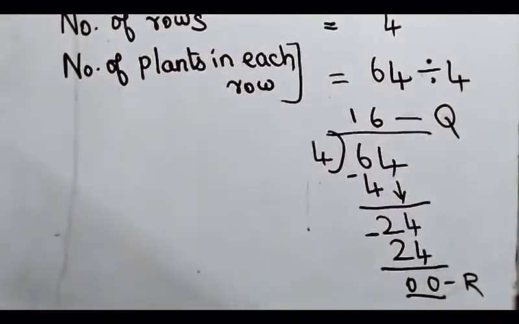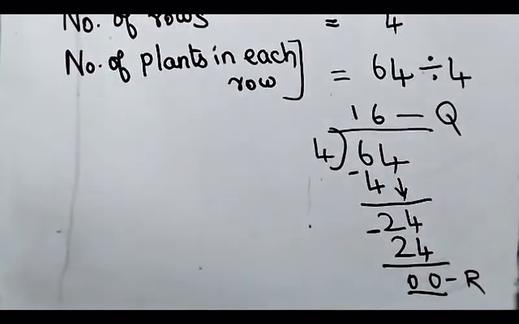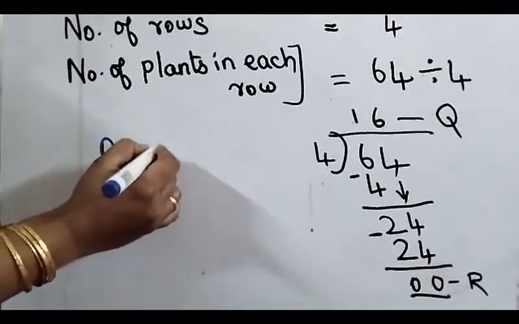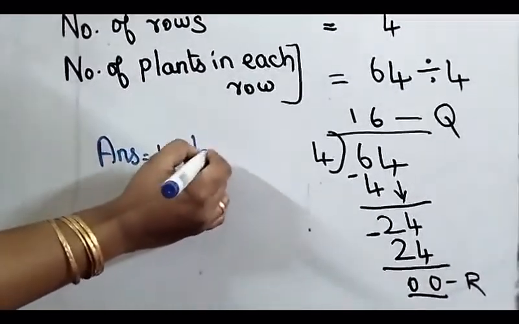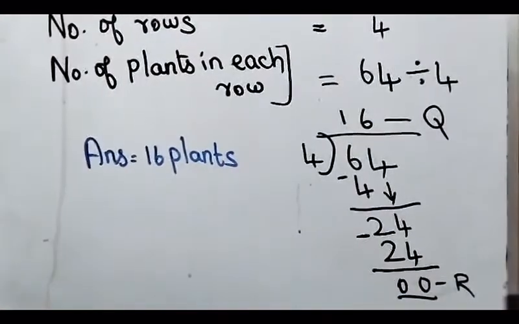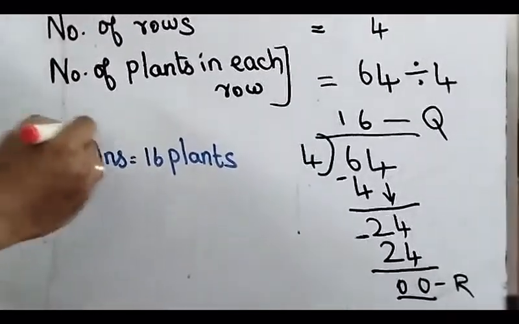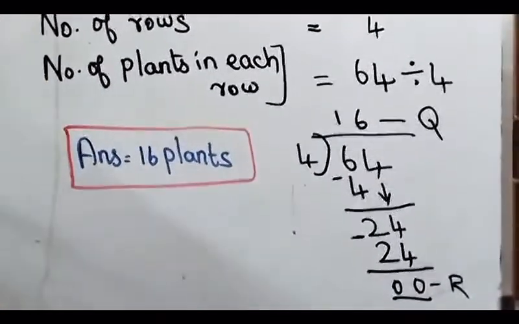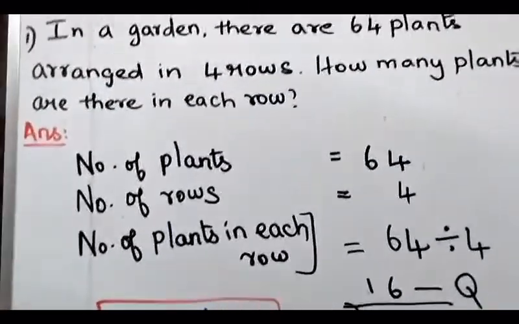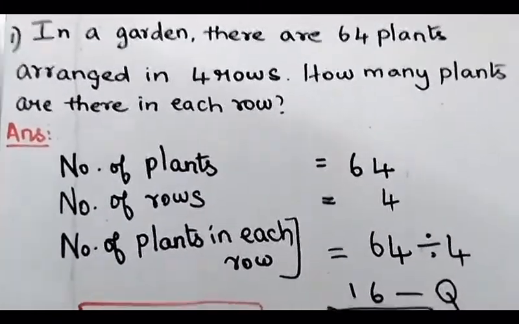What is the answer, children? 16. The quotient is 16, isn't it? So write, answer is equal to 16 plants. 16 plants are arranged in each row. Okay, the answer is 16 plants. Copy this also in your classwork, children. I hope you all copied the other 3 sums that I taught you in the last video. Copy this also in your classwork.